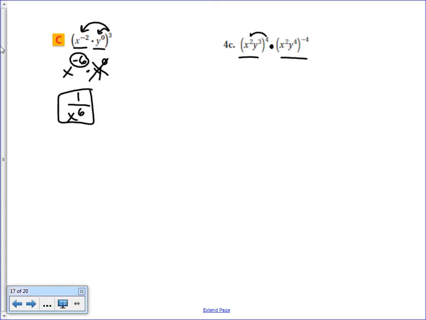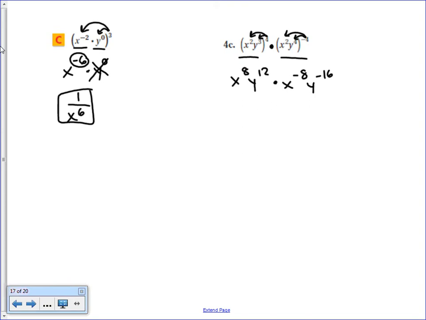So distribute that 4. That's going to give me an x to the 8th, a y to the 12th, times, distribute that negative 4. That's going to give me an x to the negative 8 and a y to the negative 16. Okay, so we have that.